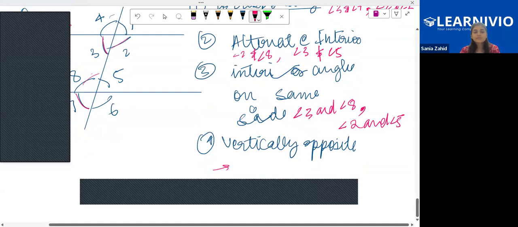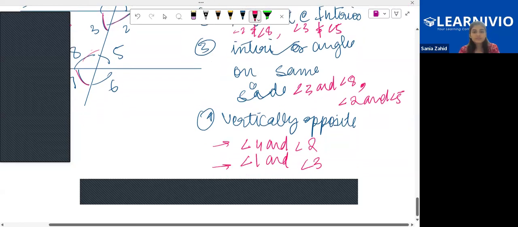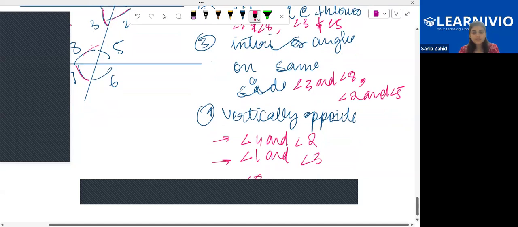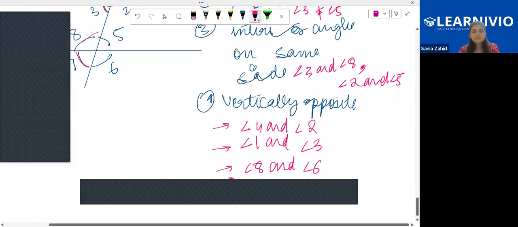Manha, tell. Angle 4 and angle 2. Okay. Next, Harmeen, tell. Angle 1 and angle 3. Okay. Next, Razan. Angle 8 and angle 6. Yeah, there's one more. What's the last one, Razan? Angle 5 and angle 7.